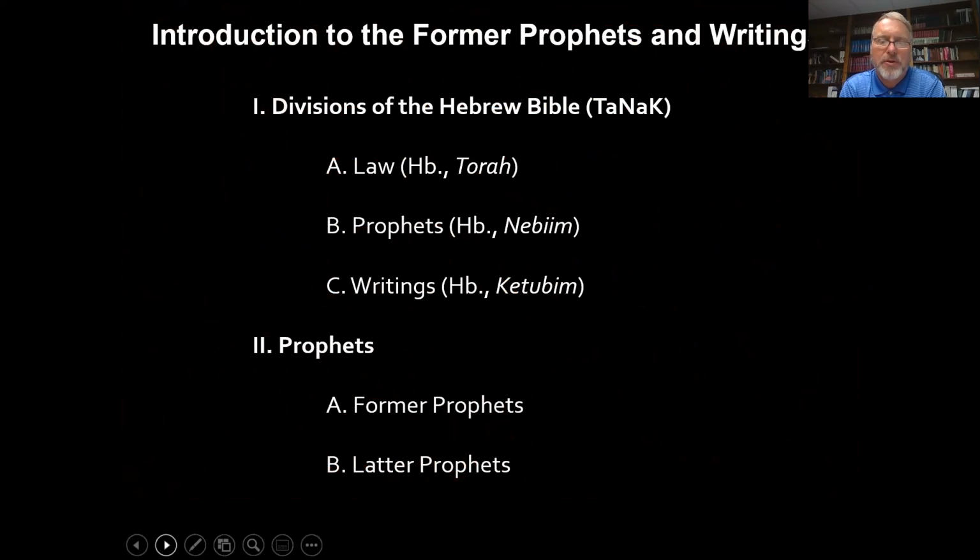The divisions of the Hebrew Bible are not the same as we have in our English Bibles. And I would expect you to be able to give to me on a quiz, or if I just ask you in a conversation, the names of the three major divisions of the Hebrew Bible. And then I would also expect you to be able to identify which books are associated with those three major sections.